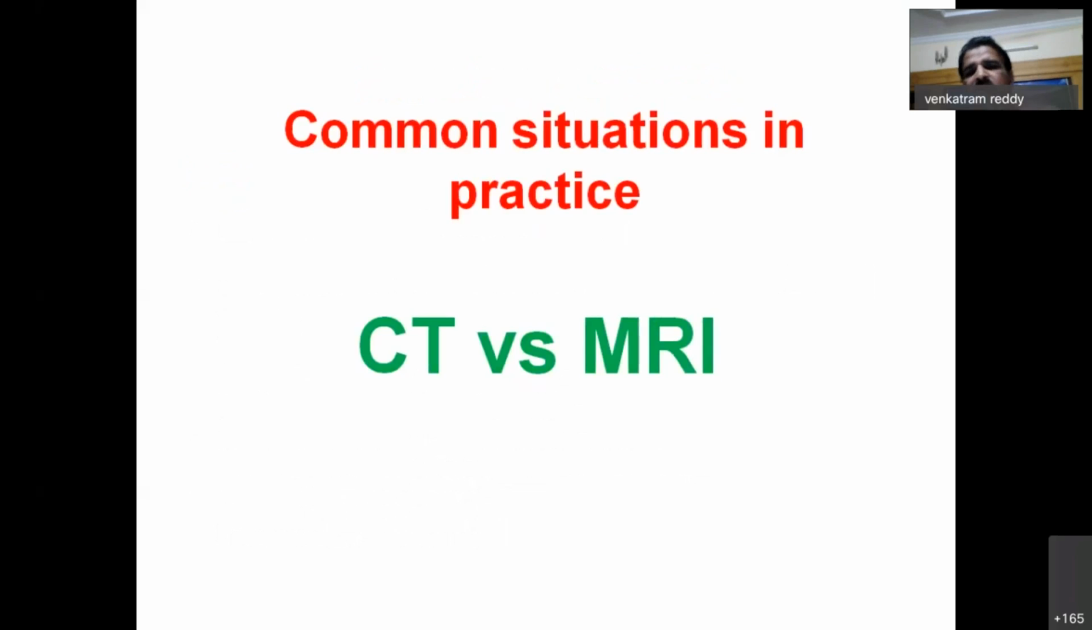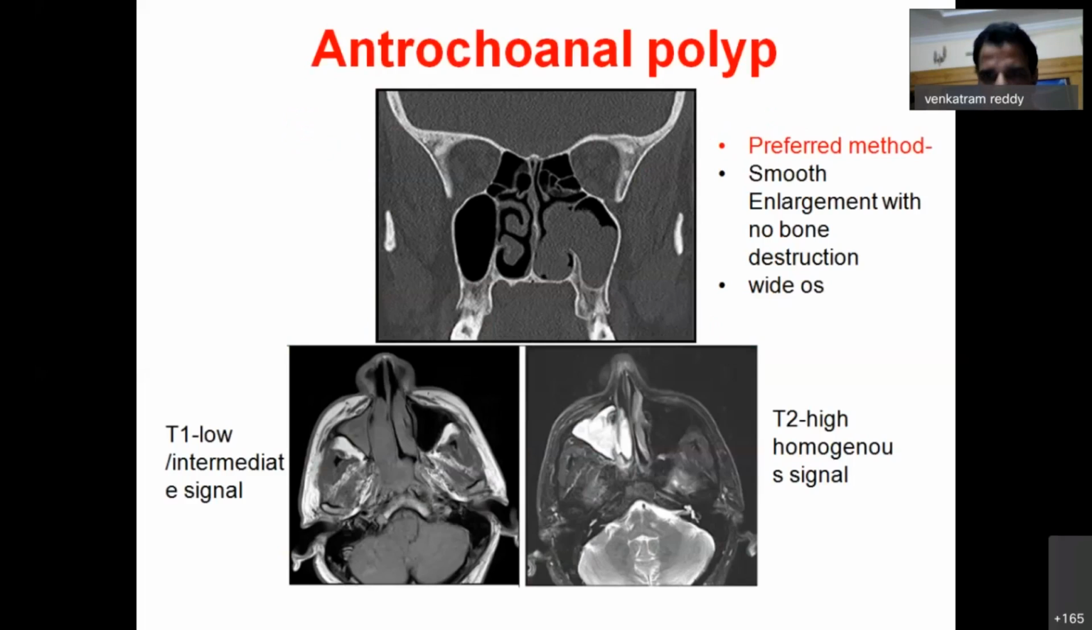Then coming to common situations in practice. What are the situations we get in clinical practice, in day-to-day practice? We'll go from basic things to very invasive sinusitis: how the CT scan appears, what the role of CT scan is in certain common situations we encounter in our practice, and how MRI can give additional information so that it can play a definite role in the diagnosis. So to start with, the antrochoanal polyp.